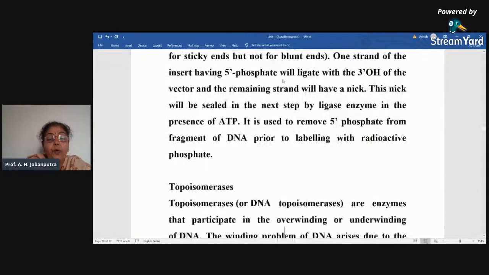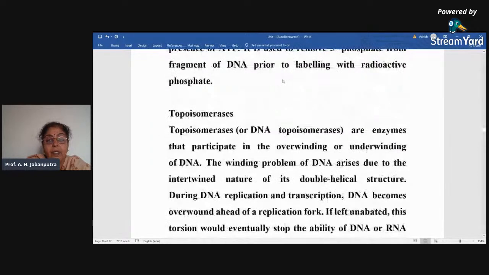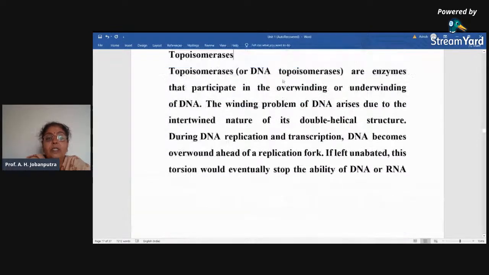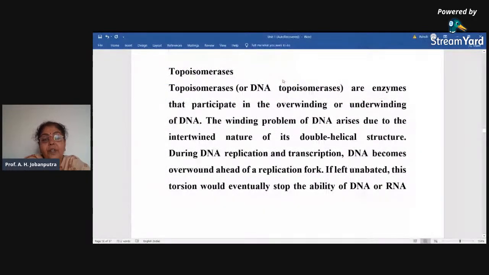Next one is topoisomerases. Topo, because it is related with the topology of DNA, the name comes topoisomerases. So actually they are also known as DNA topoisomerases. They are used in overwinding or underwinding of DNA. Last semester we had seen DNA topology.